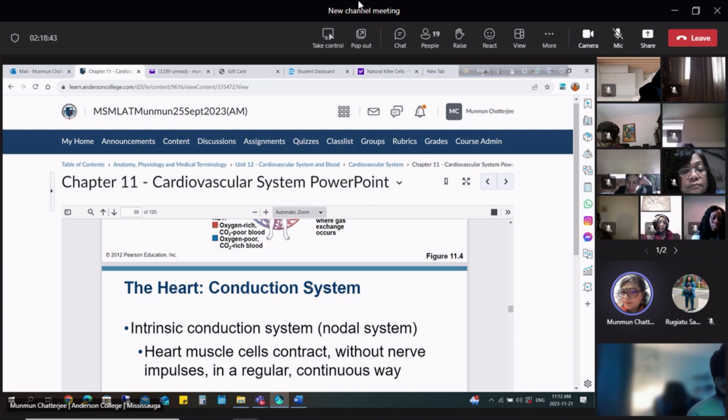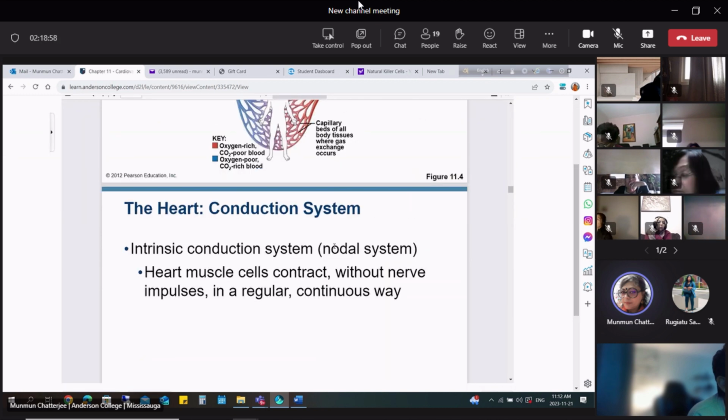There is a conduction system called the intrinsic conduction system. It's also called the nodal system. So what is that? Heart muscle cells contract without a nerve impulse, in a regular, continuous way. So heart muscles always contract.